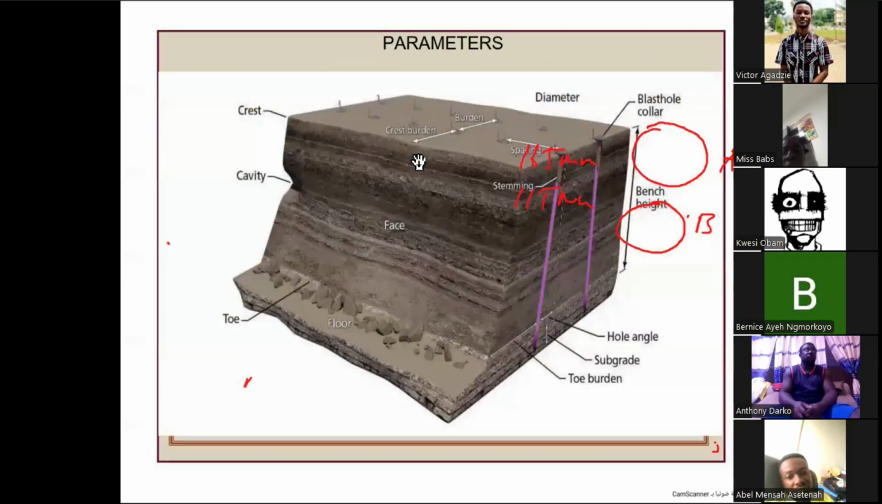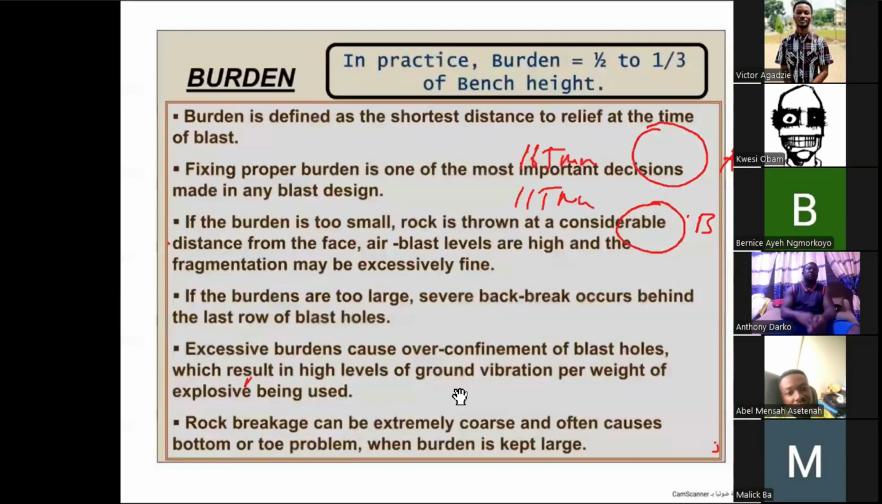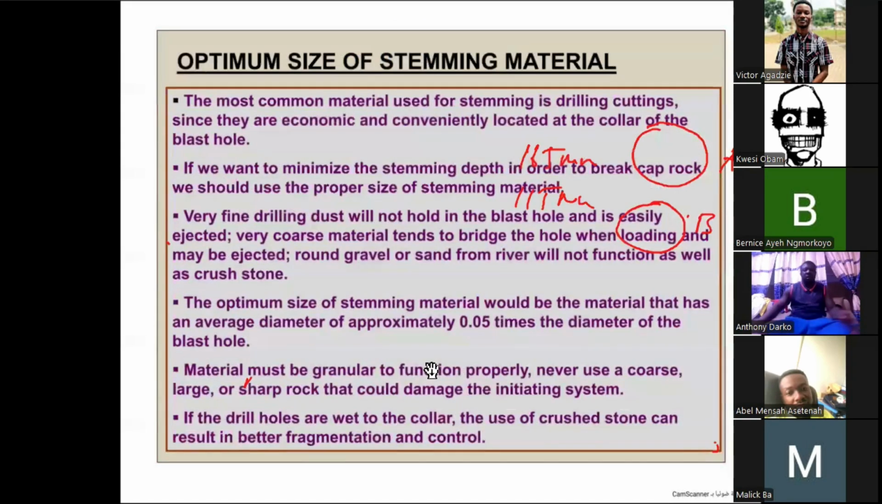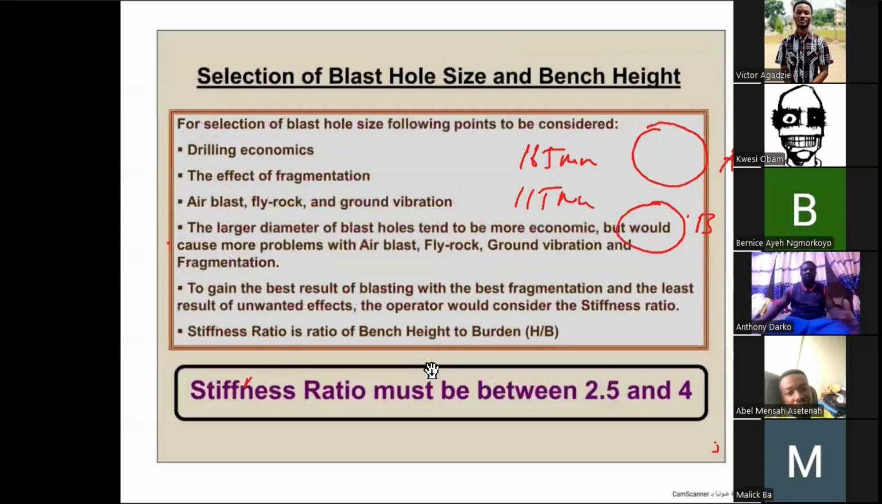This figure, if your bench height is 8 meters, and assuming your burden is 4.7, if you divide your 8 meters by 4.7, what you will get is the stiffness ratio. The stiffness ratio: you divide your bench height by your burden.